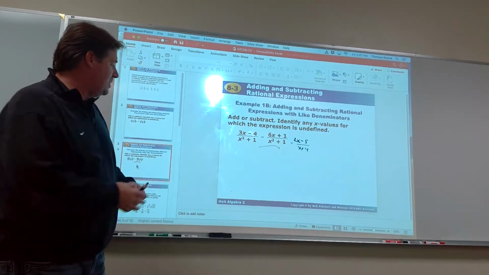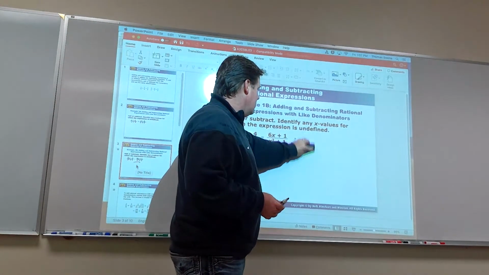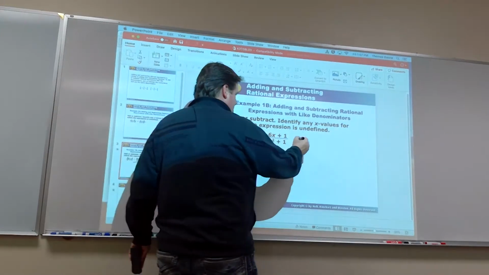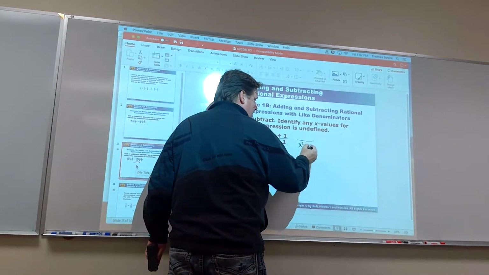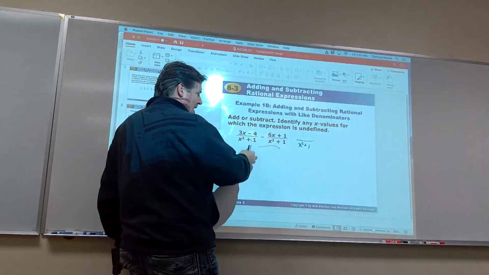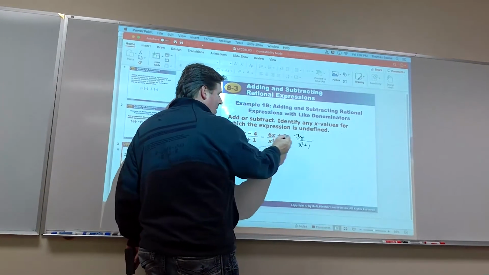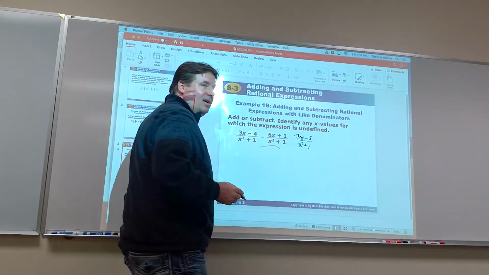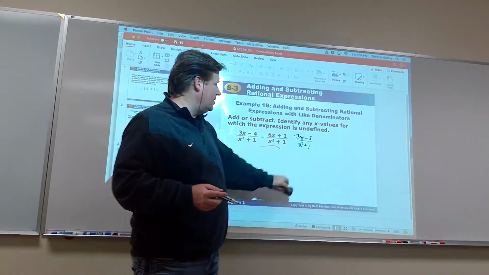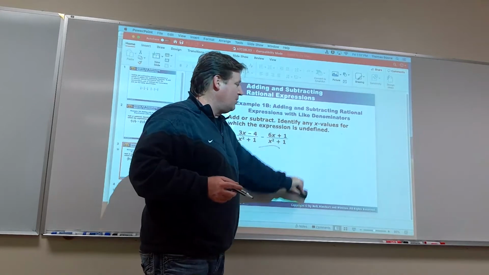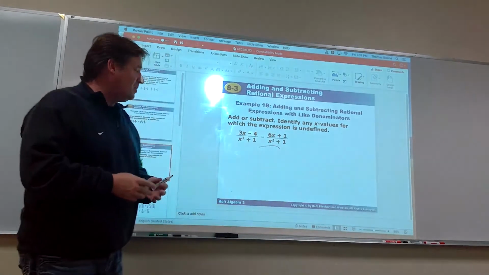Again, we have a common denominator. Well, this time, the denominator that's the same is x squared plus 1, so we just keep that. And now, subtraction this time. 3x minus 6x is -3x. -4 minus 1 is -5. All right, not too terribly difficult. We can do those. Obviously, be careful, especially with those negatives. Easy to make mistakes there.